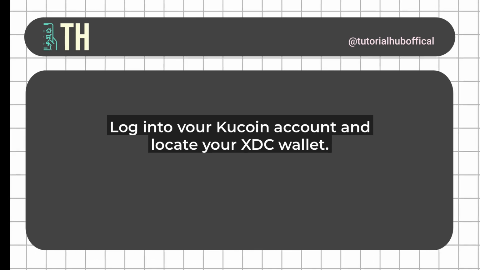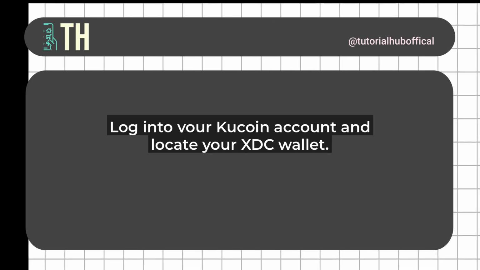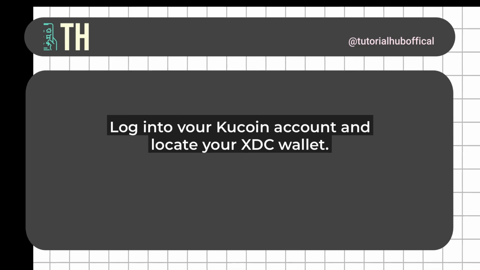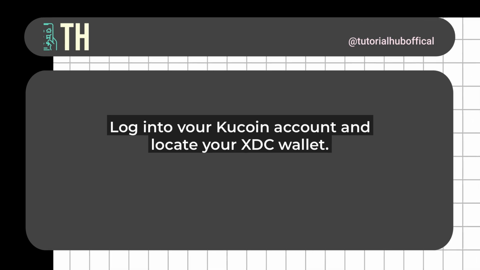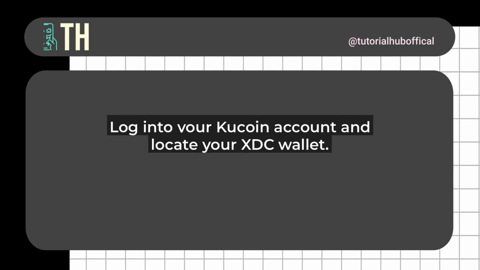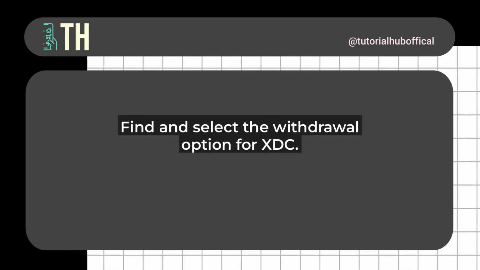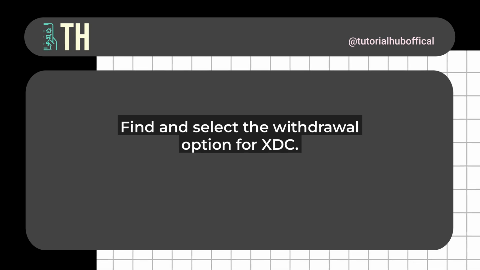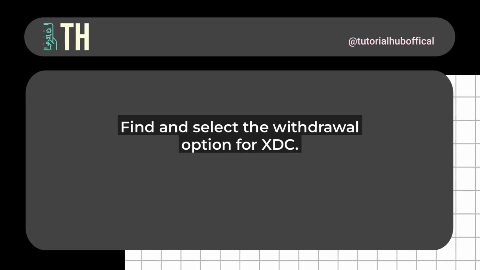Let's jump right in. First things first, make sure you have accounts set up on both Kucoin and Coinbase, and that your XDC is in your Kucoin wallet. Always double-check your balances to avoid any surprises. Start by logging into your Kucoin account. Once you're in, navigate to the Assets, or Wallets, section, and find your XDC holdings. This is where the magic begins.